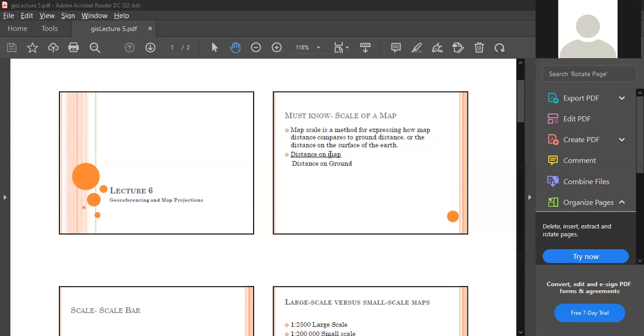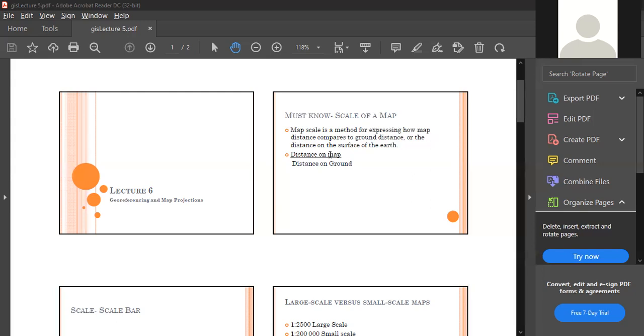Most of the time, what you see is the representative fraction scale. This is popular, but the other one is also used.